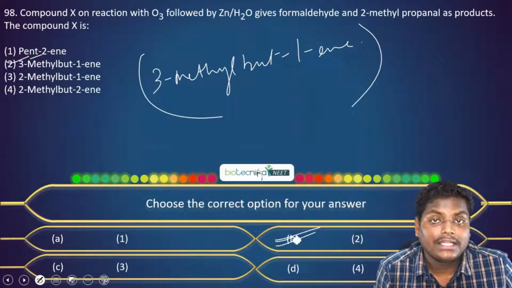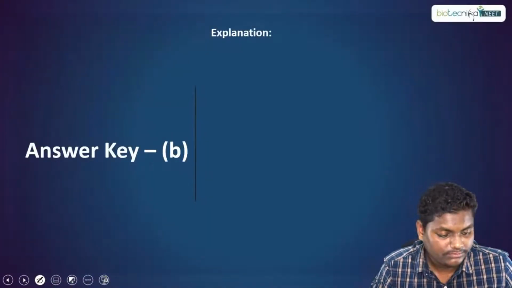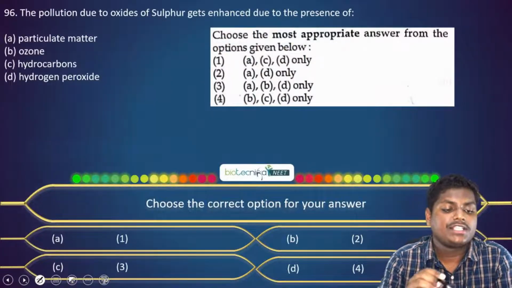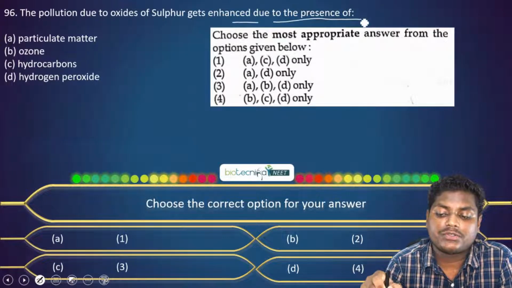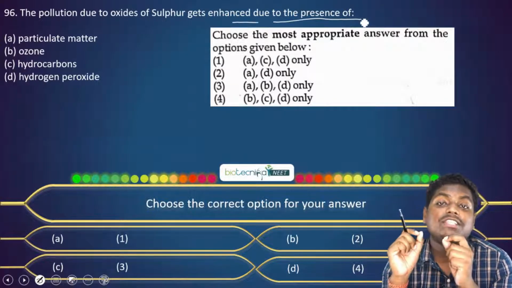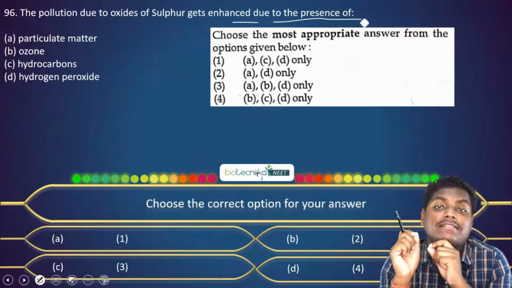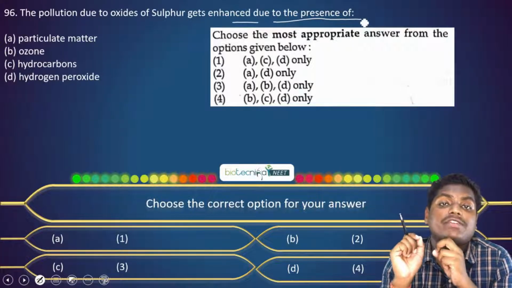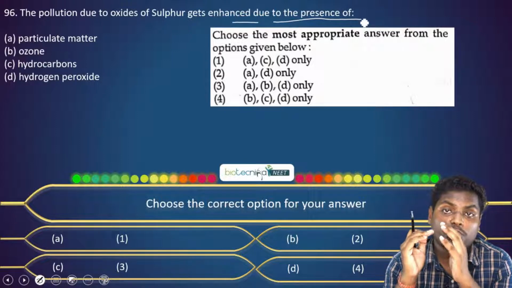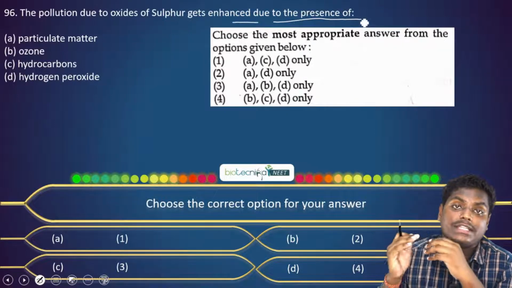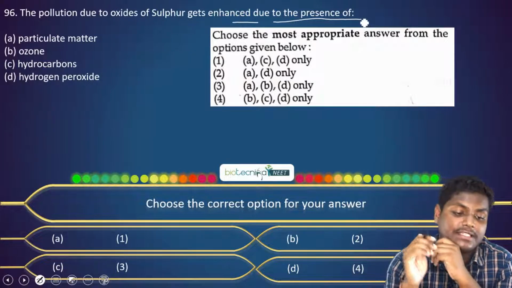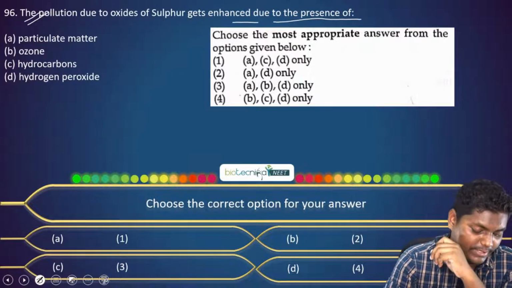So let's move to the next question. The question is: the pollution due to oxides of sulfur gets enhanced due to the presence of. This question came directly from NCERT, from the environmental chemistry chapter. If you go through NCERT, particularly for inorganic and environmental topics, you get direct questions from it.